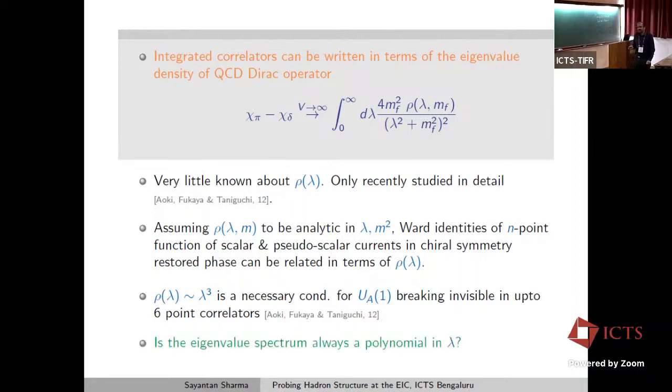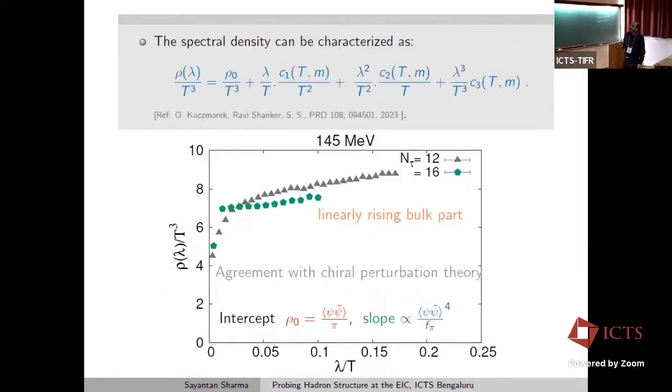And the question we now want to ask is: is the eigenvalue spectrum always a polynomial function in lambda? So in general, of course, the eigenvalue spectrum can be characterized as having a constant piece. This is the intercept of the eigenvalue density. And then there should be a linear part, which is linearly proportional to lambda. And this comes from the chiral perturbation theory predictions. And then there could be a lambda squared dependence. And eventually it should end at the lambda cubed term. And this lambda cubed term is known from perturbation theory calculations.